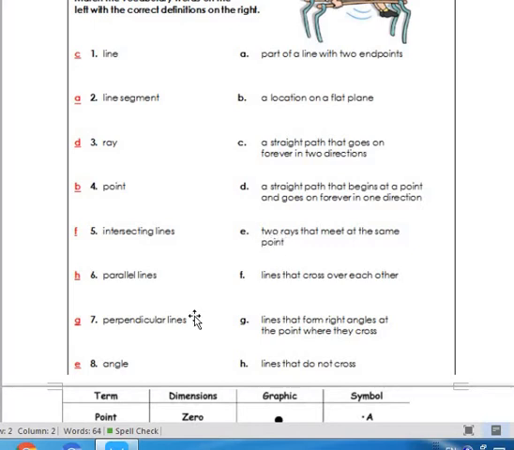Two rays meeting at the same point make an angle. Lines that cross over each other. It's very easy, I can hear you. Yes, intersecting lines. Lines that form right angles at the point where they cross, two lines forming a right angle where they cross: perpendicular lines. Lines that do not cross: parallel lines.